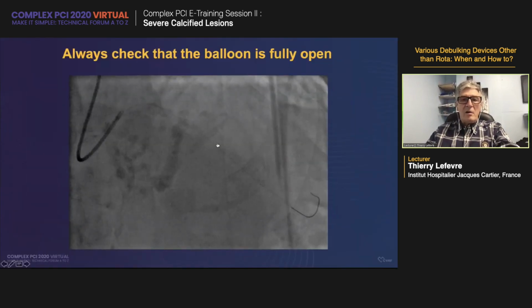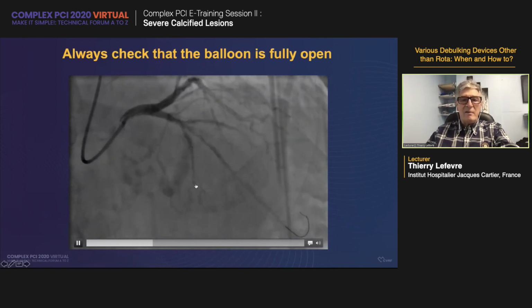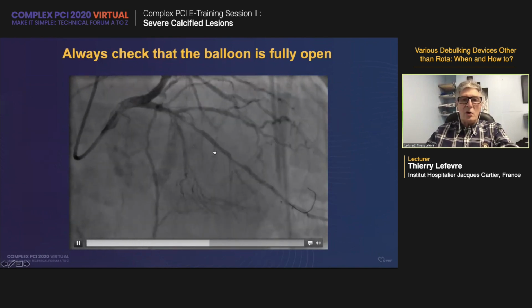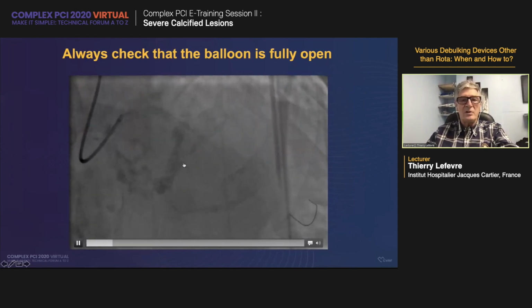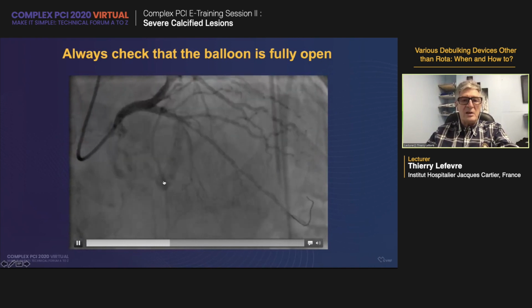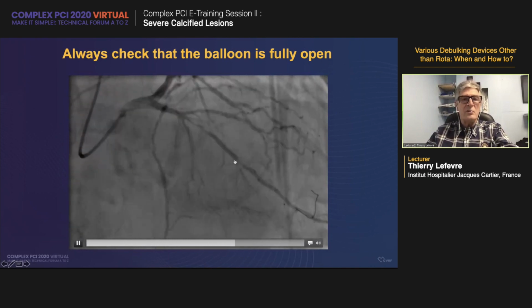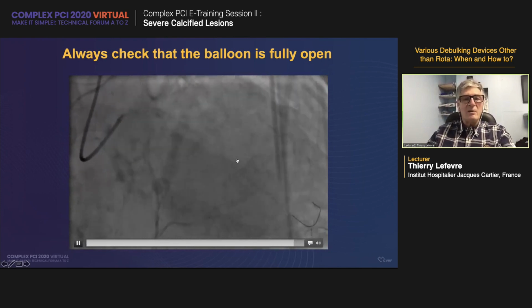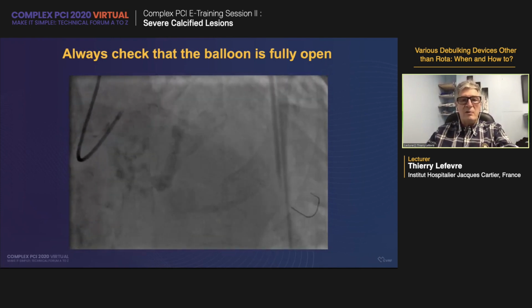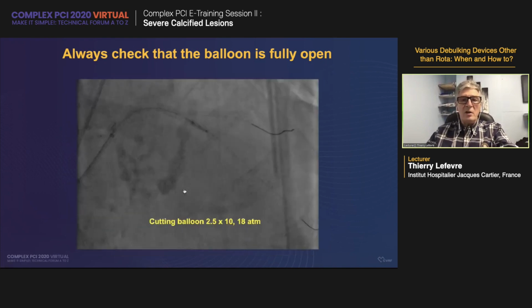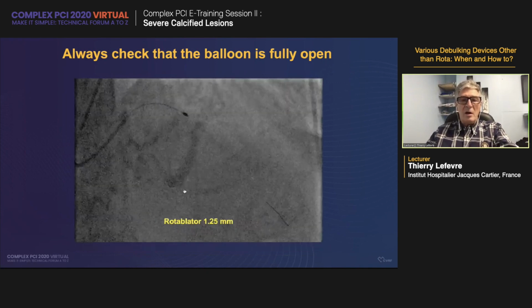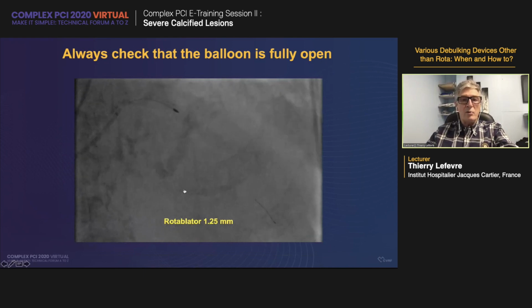Now there are cases which look not highly calcified, like this case. So you have a relatively short lesion, not very calcified. I think if we use intracoronary imaging, we understand the problem. You can see also that there is calcification of the mitral annulus and aortic stenosis also. So maybe you should have anticipated that this case may be difficult. The operator starts with a non-compliant balloon, which was not able to open the lesion. Then a cutting balloon, which was not able to open the lesion. Then a Rotablator, 1.25, which was able to cross.